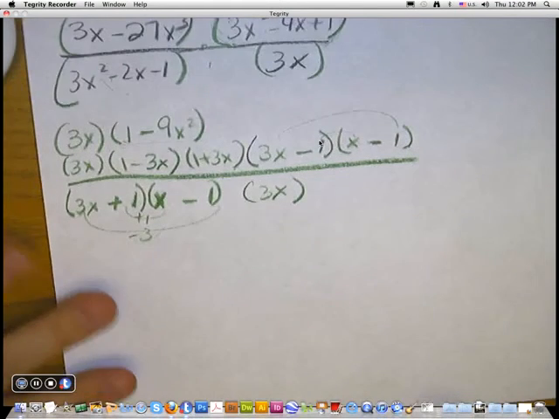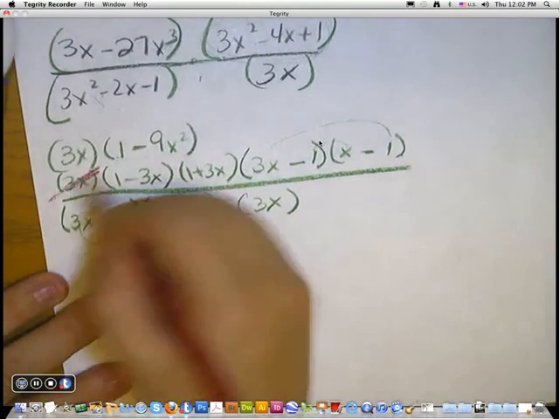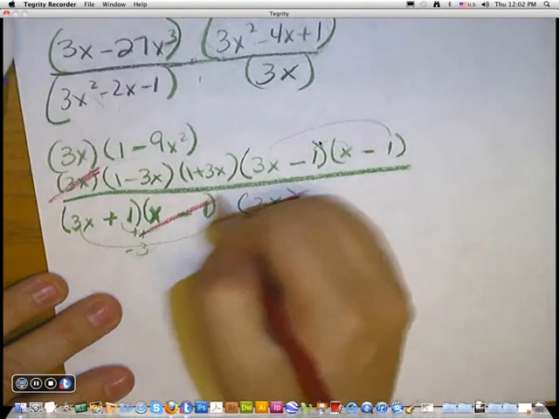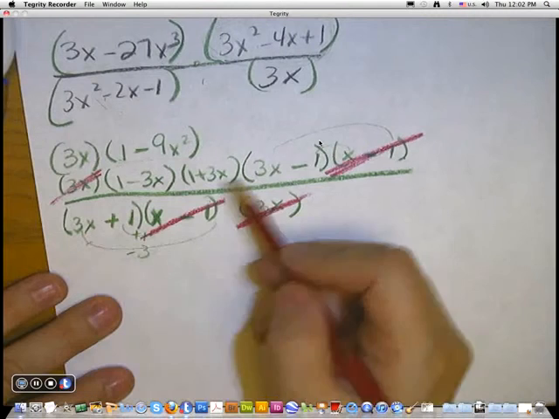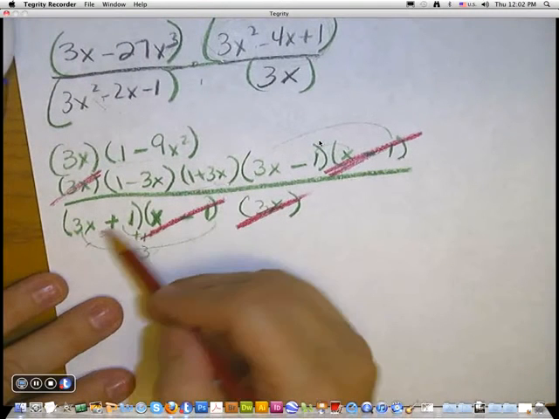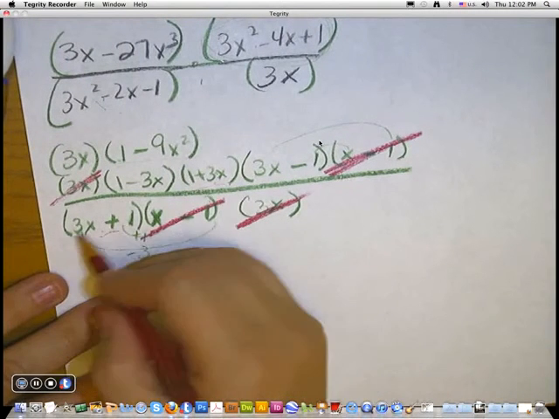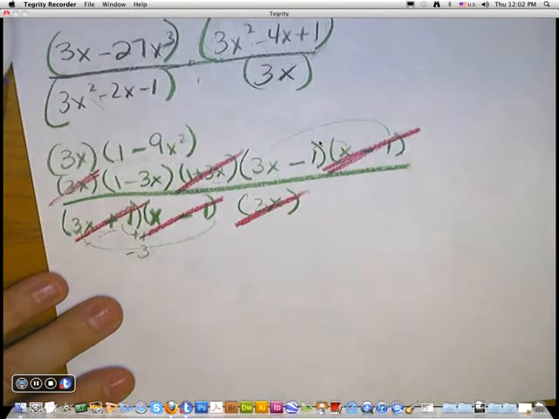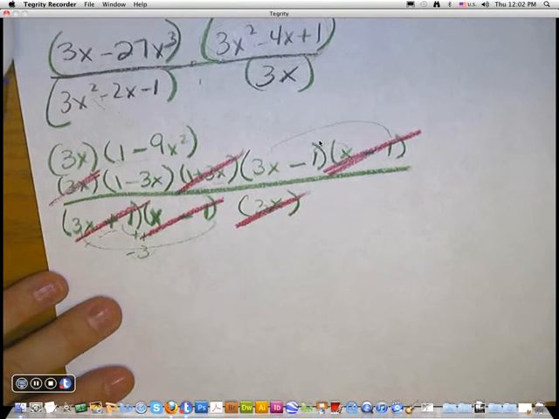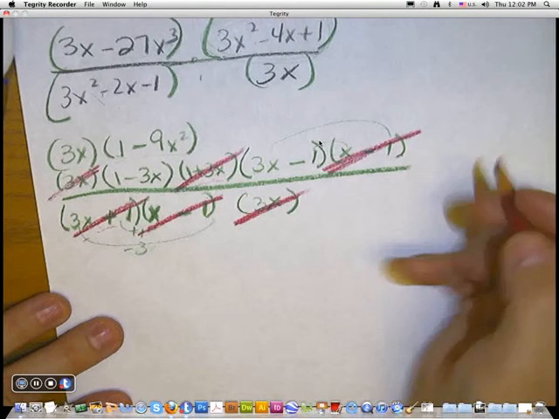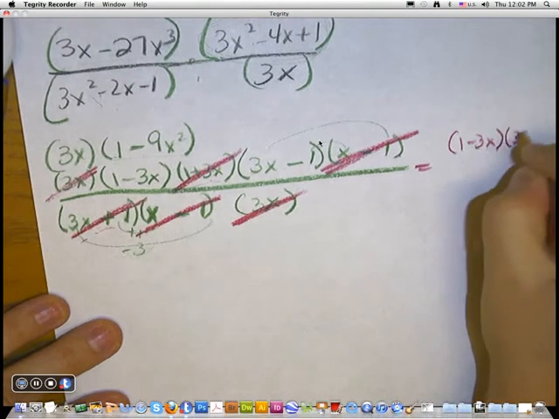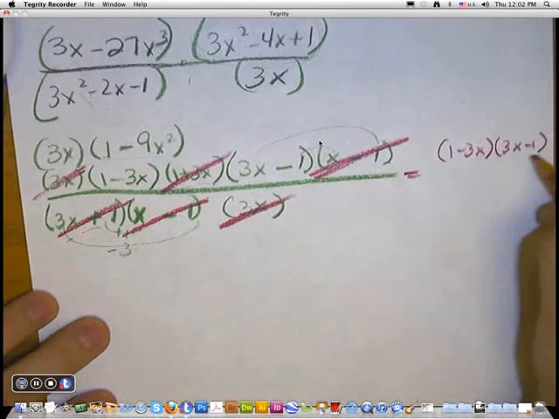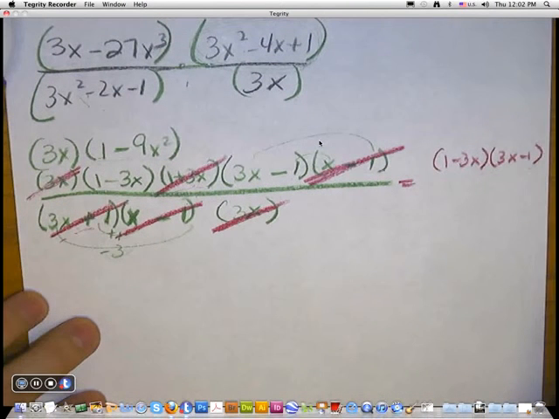Now cancel things that are alike. 3x cancels 3x, x minus 1 cancels x minus 1, 3x plus 1 and 1 plus 3x, those are the same. I get to cancel those. All right. Now, left over is 1 minus 3x and 3x minus 1. Those are very, very, very similar to one another.